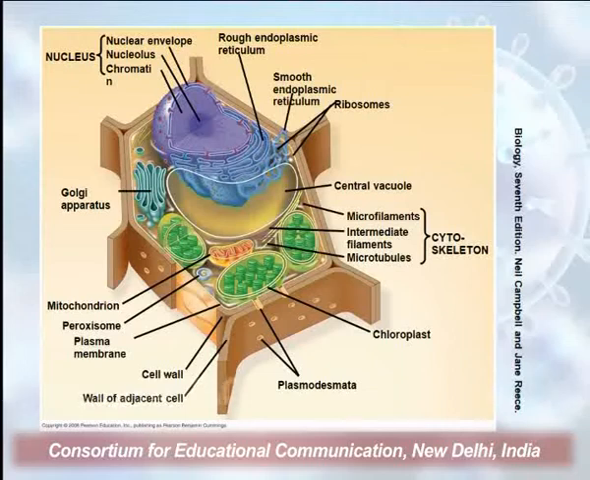Now in the plant cell we can see a number of organelles which are characteristically important for photosynthesis, for example the chloroplast. Beyond the chloroplast there is the cytoskeleton, which is basically the microfilaments, intermediary filaments and the microtubules. Along with these organelles there is a central vacuole, which plays a very important role in the plant cells. This is a typical structure of the plant cell and how it looks.